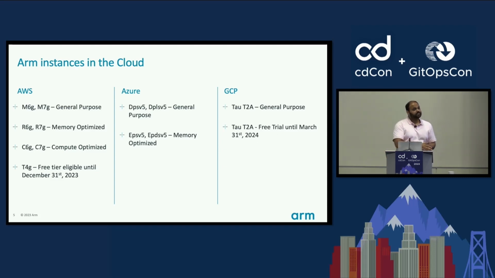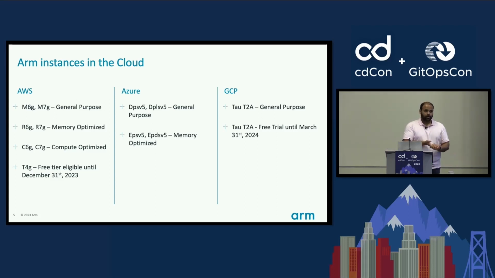And these instances are cheaper. At least, I think Graviton 2 instances are cheaper by at least 20% right off the bat compared to the x86 instances. Then we have the memory optimized and compute optimized instances as well. There are free tier eligibilities, and I'll talk towards the end of the presentation about how you can gain those and how you can start working on these instances.